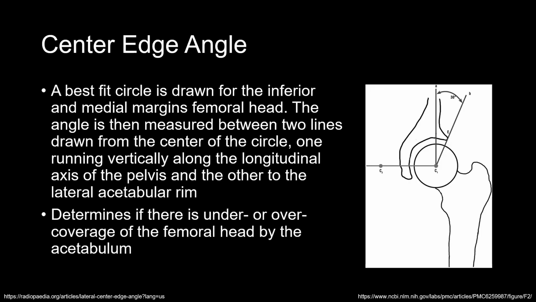The center edge angle is taken by drawing a point at the center of the femoral head and drawing out from that to the edge of the acetabulum, as well as drawing a vertical line from that same central point of the femoral head and measuring the angle in between. If the angle is too small, it might indicate incomplete acetabular coverage, or too much coverage if it goes too wide.